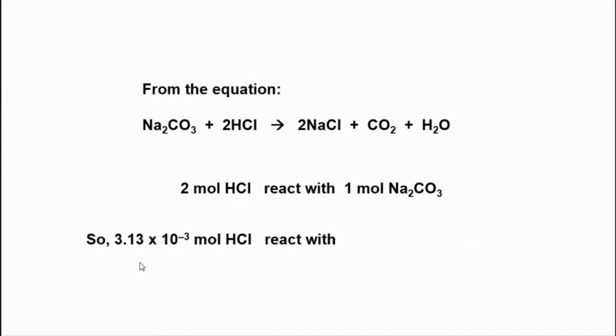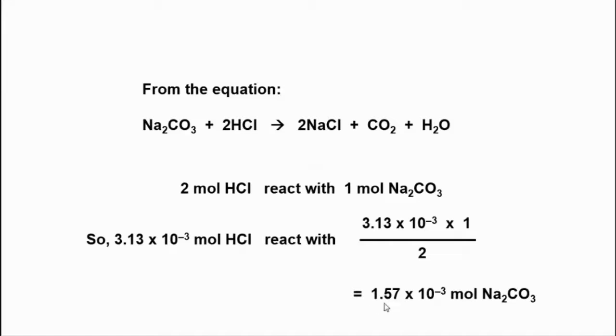Therefore, if we have 3.13 times 10 to the power of negative 3 mole of hydrochloric acid, this quantity of hydrochloric acid should react with, when you calculate this, we are going to get 1.57 times 10 to the power of negative 3 mole of sodium carbonate. This is the mole of sodium carbonate reacted, and we know that this sodium carbonate came from the impure sample of sodium carbonate.